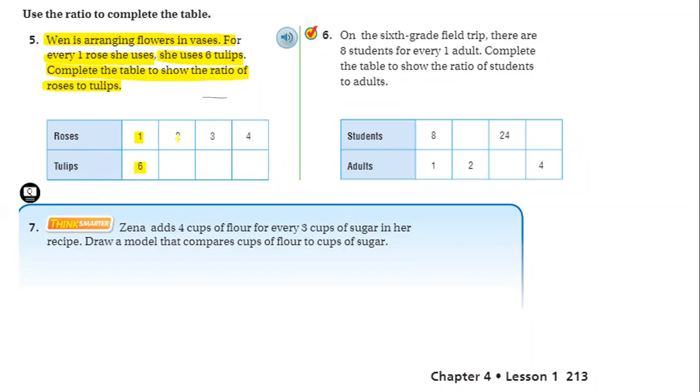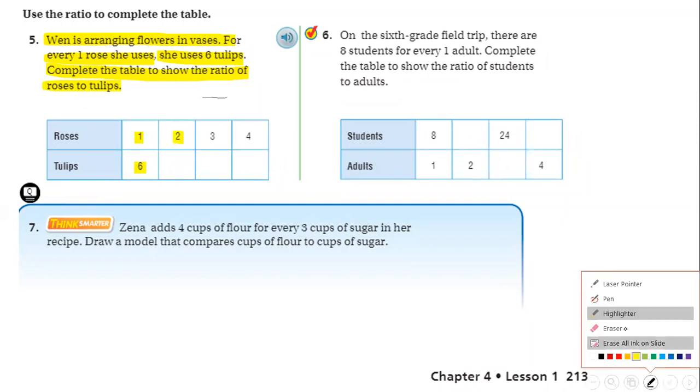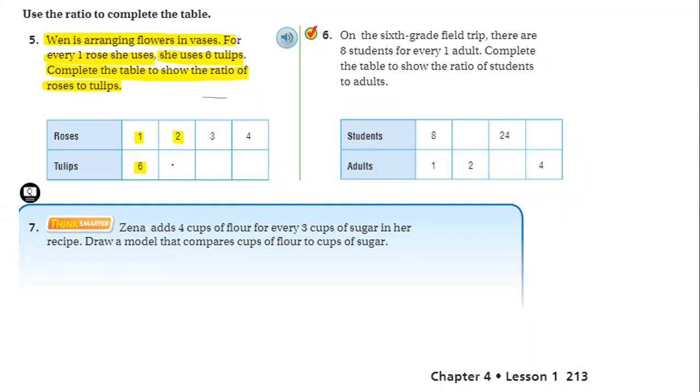Okay, if you have 2 roses, what is the answer for the first one? Who raised his hand here? Adam, what did you write in the book? I wrote 12, then 18, and then 24. Explain for us. How many roses do you have here?